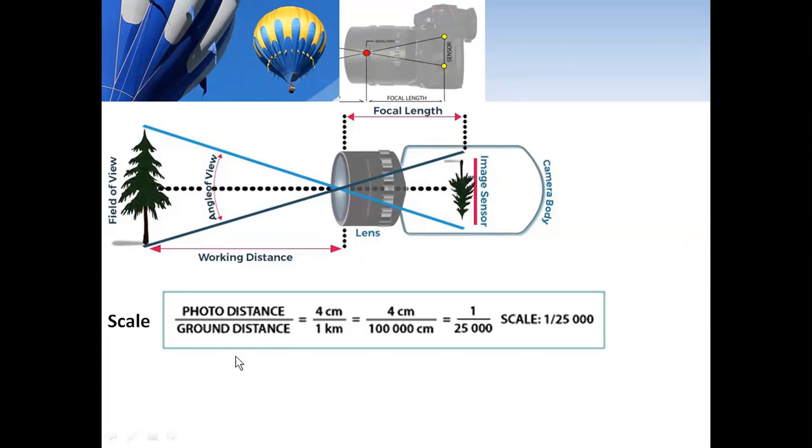Generally, scale is the ratio between the distance between two points on the photo and the actual distance between the same two points on the ground. For example, if two objects are 4 centimeters apart in the photograph, and the actual distance on the ground is 1 kilometer, the scale is 1 to 25,000. That is the scale.